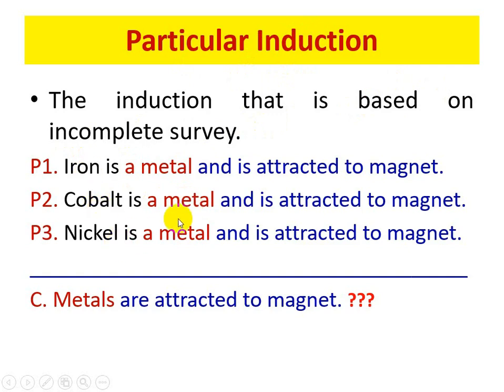And this is scientific fact, as you know, because we have something called magnetic metals, which are attracted to magnet, and non-magnetic metals, which are not attracted to magnets. We cannot conclude that all metals are attracted to magnet. So take care when you are using the induction or the inductive argument. Take care and consider your induction whether it is particular or universal or comprehensive.